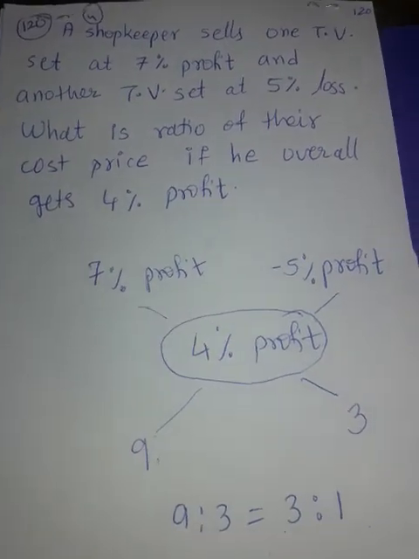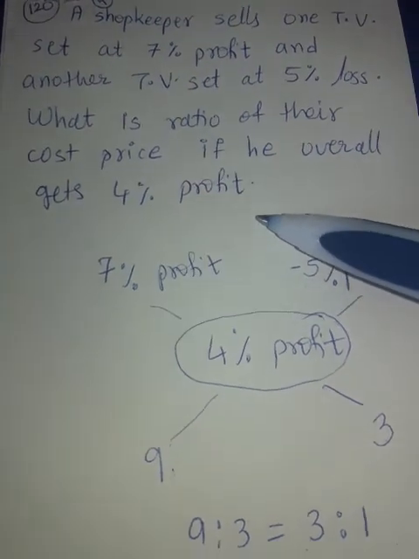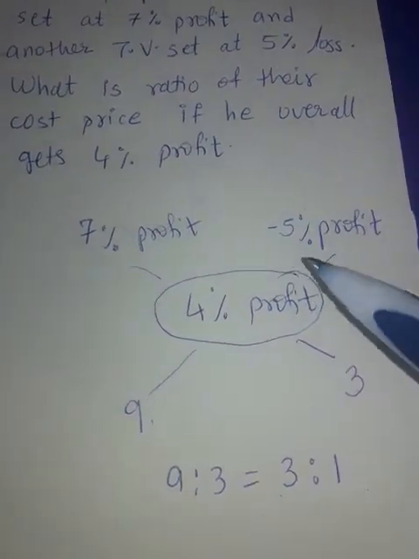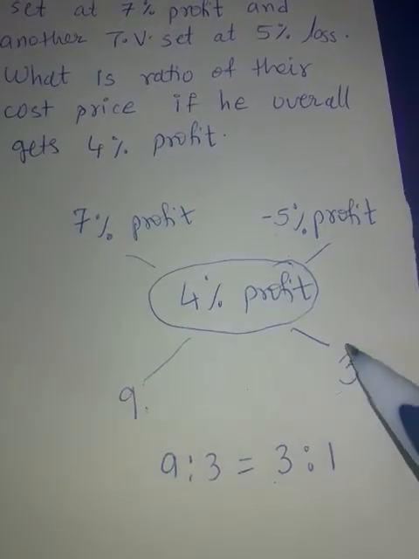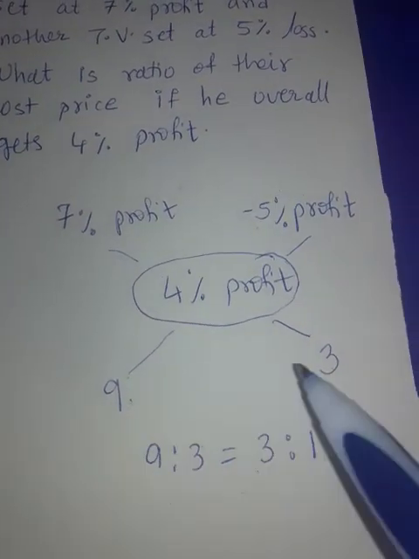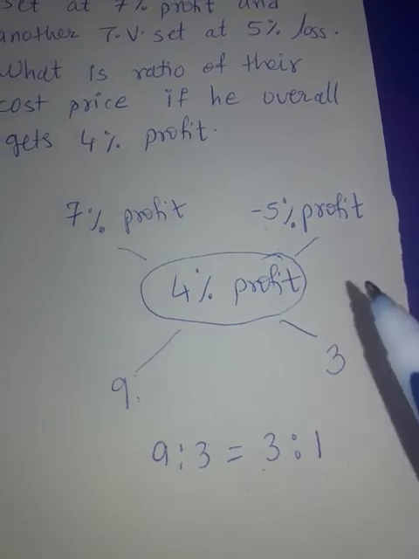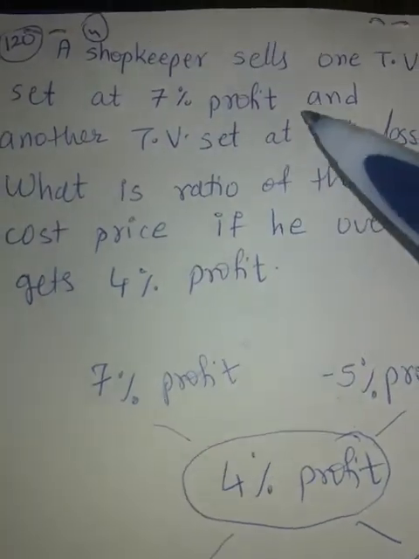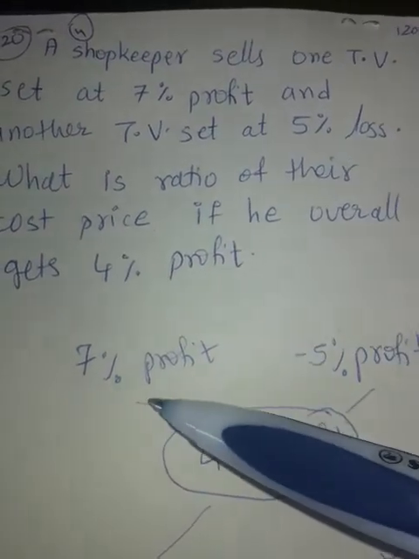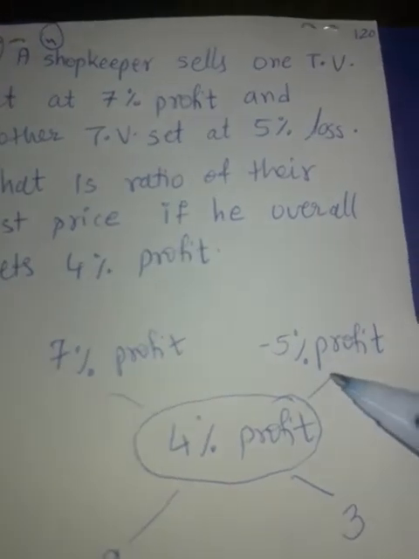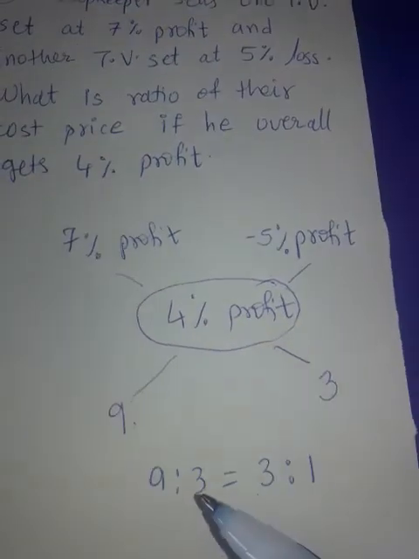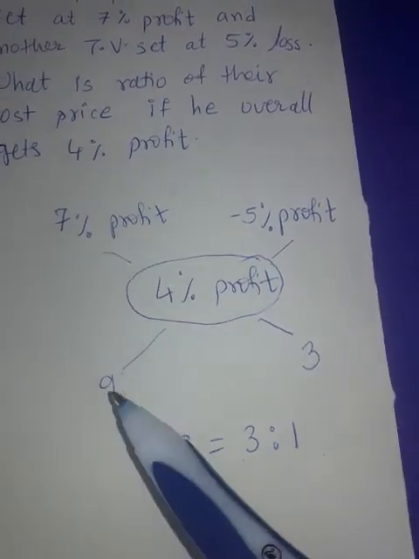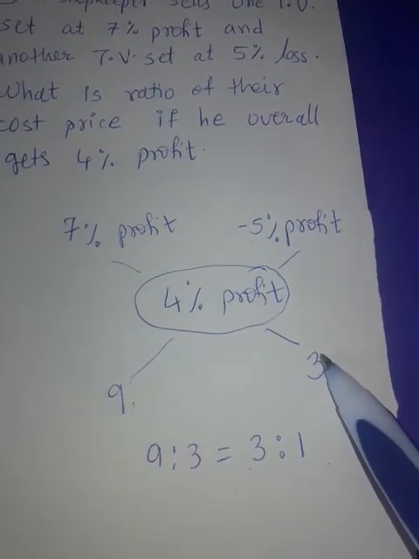One more important thing when it comes to profit and loss and when you apply rule of alligation. Here we are talking about profits, and whatever we got here, they will be ratio of cost price when quantities are same. See here he is selling one TV set, and here also he is selling one TV set. Both are 1, and that's why whatever we get here is the ratio of cost price.